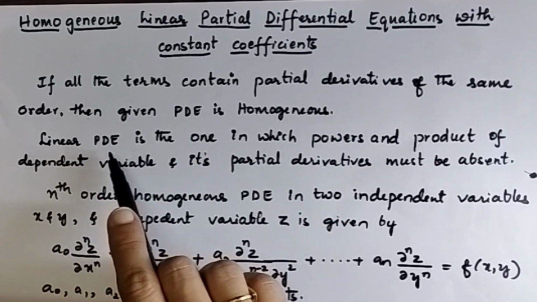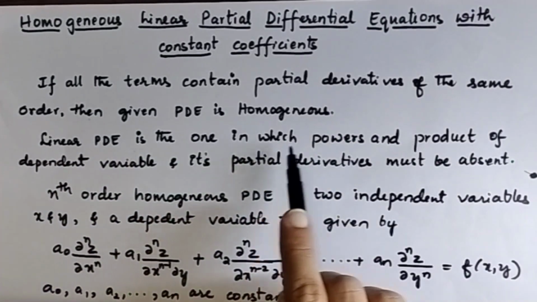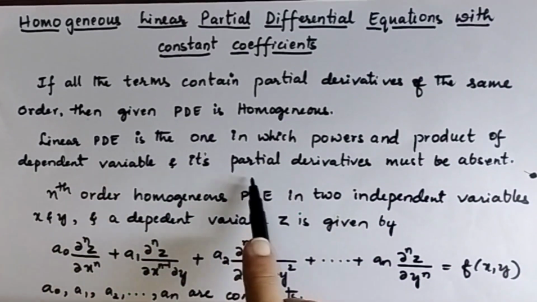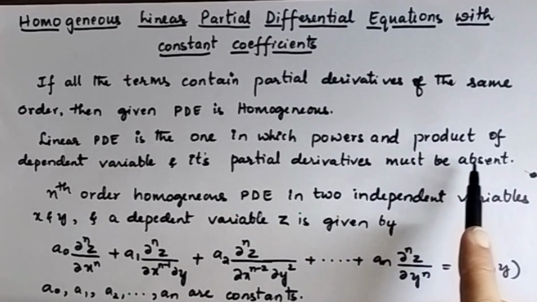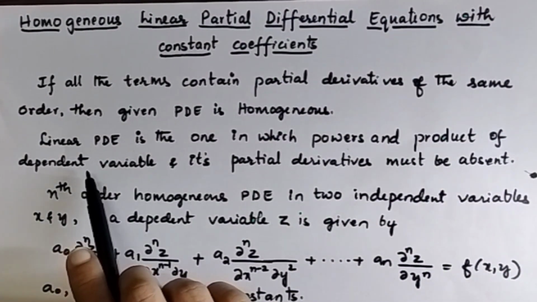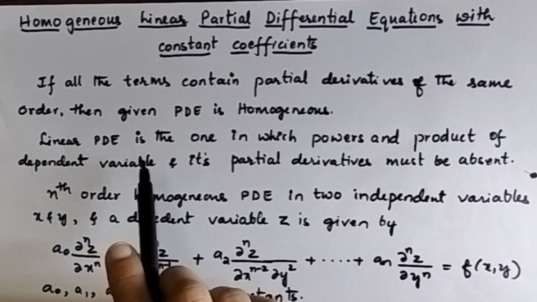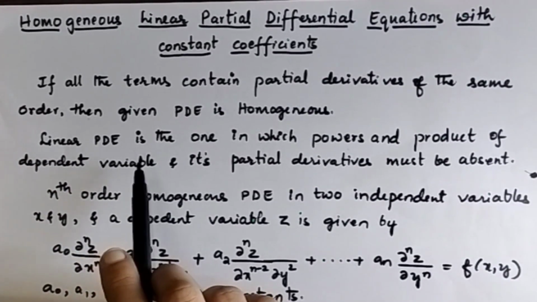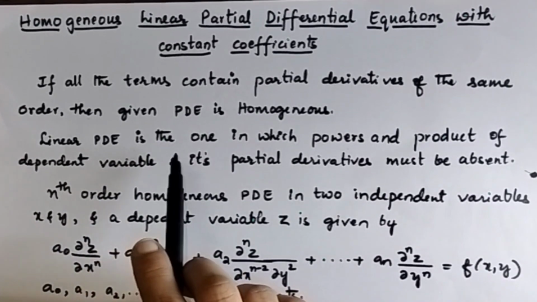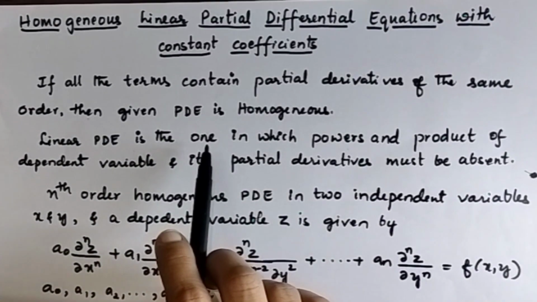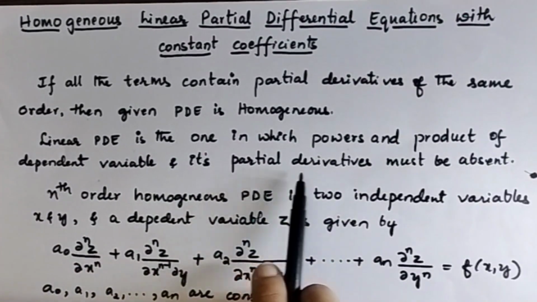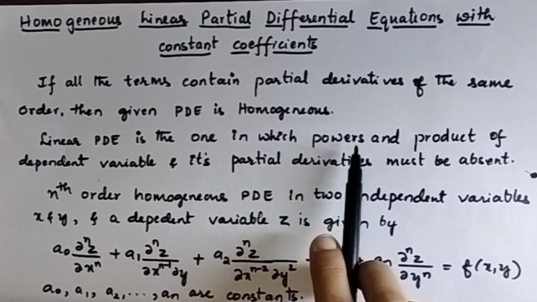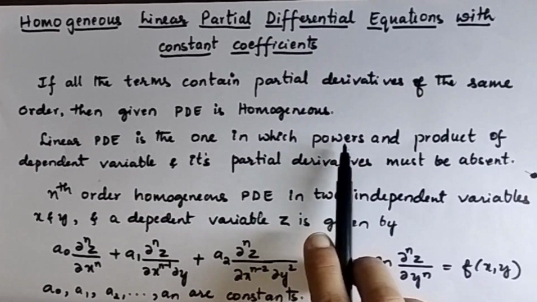A linear partial differential equation is one in which powers and products of the dependent variable and its partial derivatives must be absent. Suppose z is the dependent variable and x and y are independent variables, then z into zx, or z into zy, or z into zxx, z into zxy, like that. The dependent variable and its partial derivatives should not be multiplied together, and every partial derivative must be of power 1.